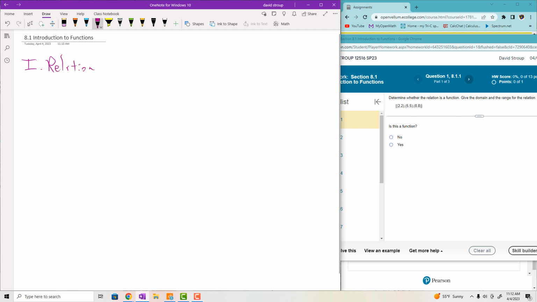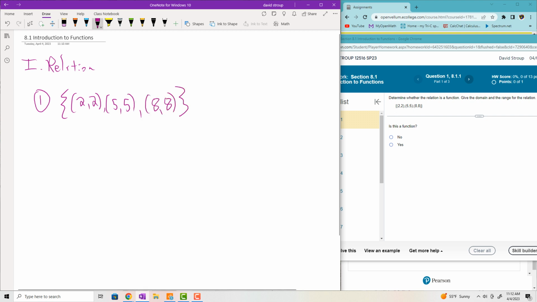A relation is just a set of ordered pairs. So we relate one number to another number and take a whole bunch of them and put them in a set. So in question 1 over there, you're going to see a relation, which is, again, a set of ordered pairs. And they're going to want to know whether or not these things are a function.